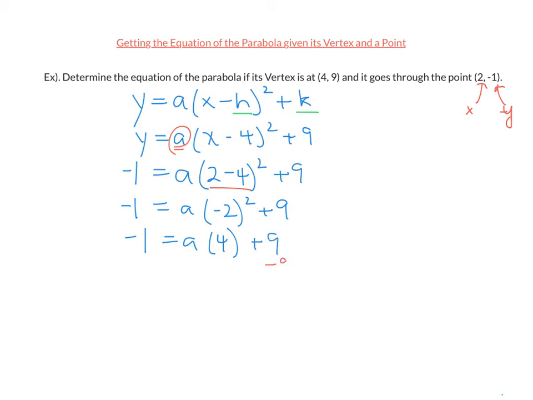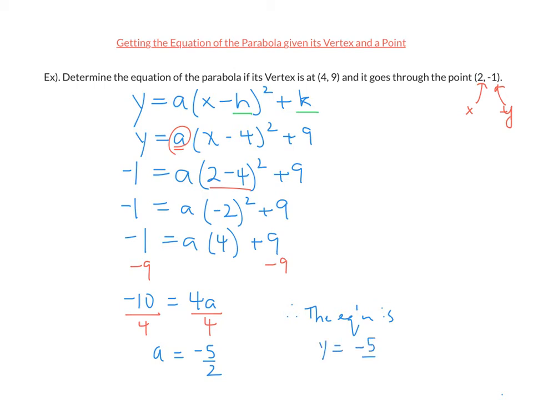I can subtract 9 from both sides. So I'll have -10 is equal to 4a. And then to get the a by itself, it's being multiplied by 4. So to undo that, I'm dividing by 4. That gives me that a is equal to -5/2, or -2.5. So therefore the equation is y equals -5/2, or you could take that to its decimal form if you prefer.